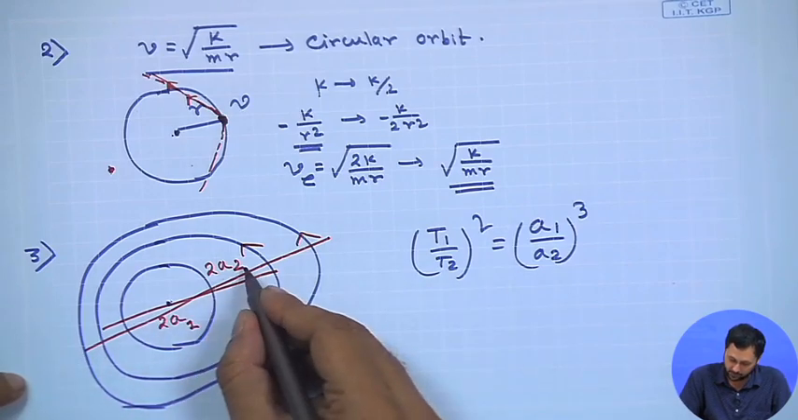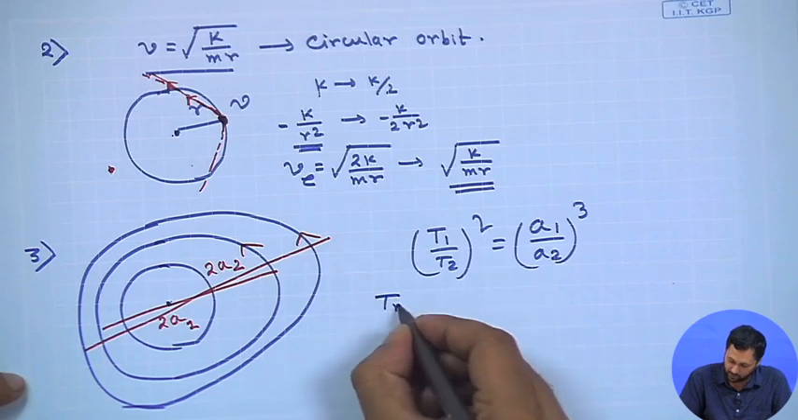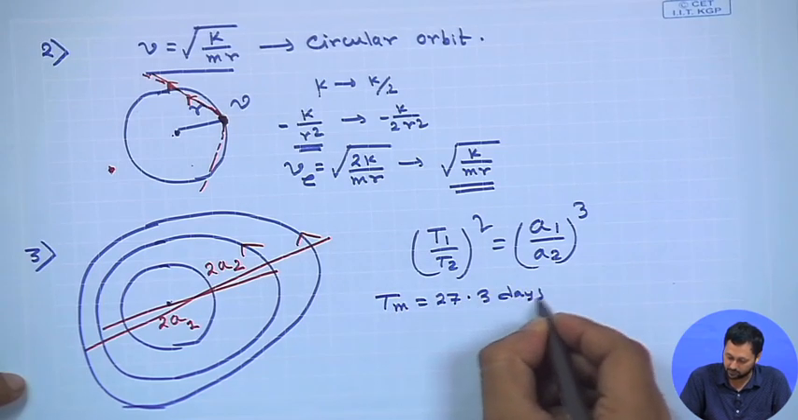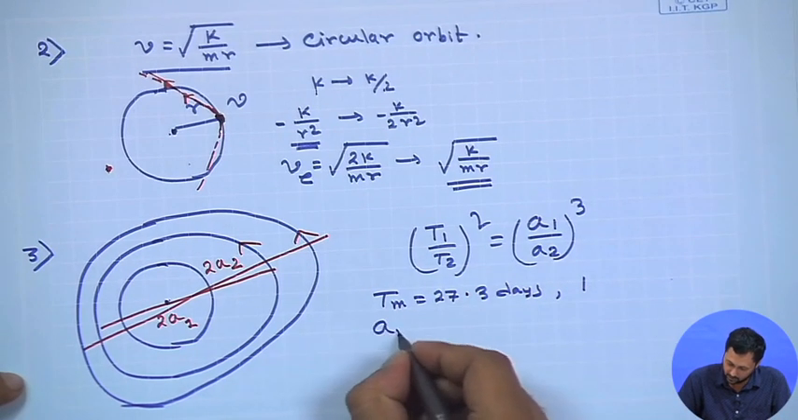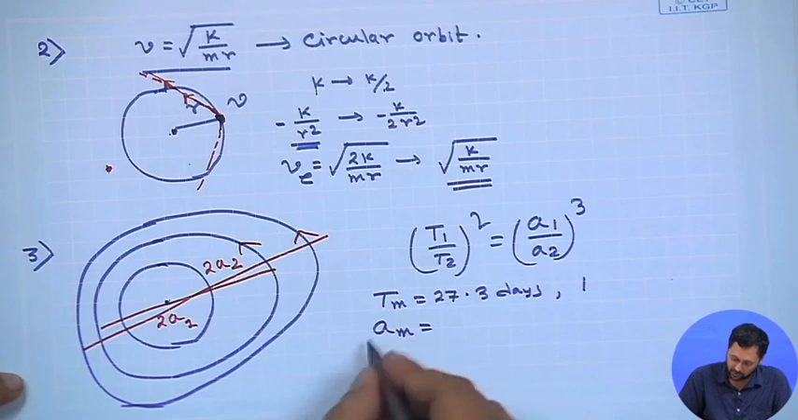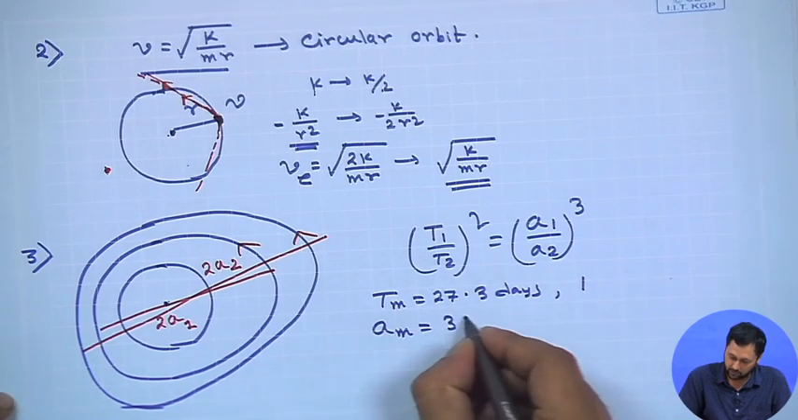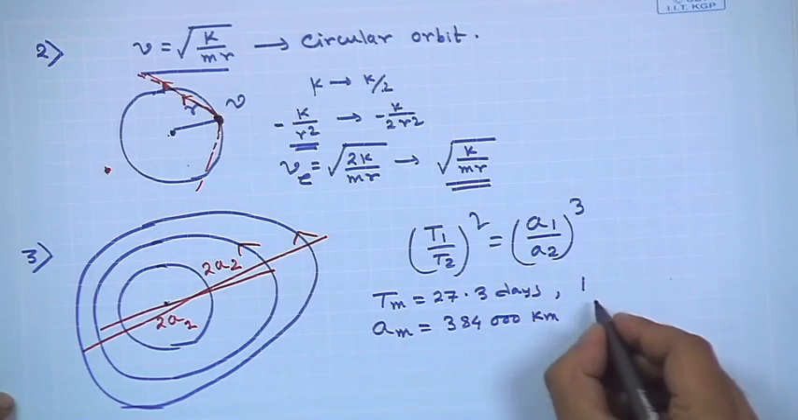Now, what is given here is the semi-major axis A of the orbit for the moon and the time period. So, Tm is given as 27.3 days, and Am, which is the average distance of Earth to Moon, is given as 384,000 kilometers. Okay.